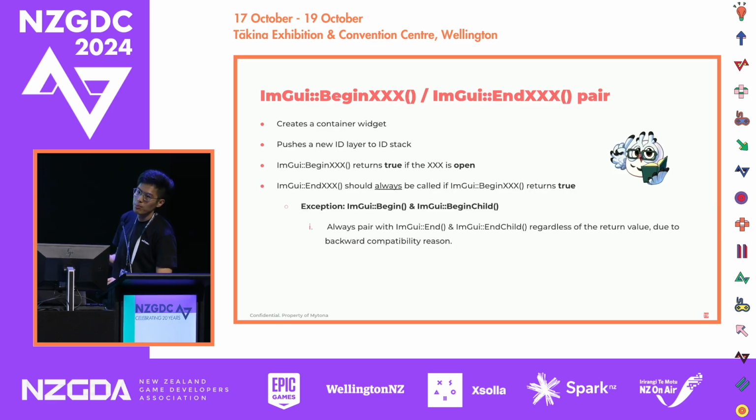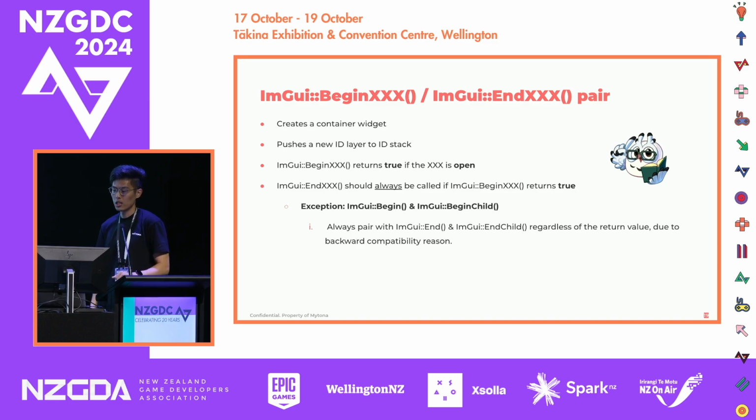And another concept is the Begin and End pair. So it's how you define container widgets in Dear ImGui. You will see a lot of them later in the examples. Basically, it returns true if the widget is open, and returns false otherwise. And you should always call the End function if the Begin function returns true, which means it's open. There's one exception, Begin and BeginChild, which define a window or a child window. You should always call the End function regardless of the return value. This is due to backward compatibility. Yeah, I think they're still trying to fix it. Still in progress.